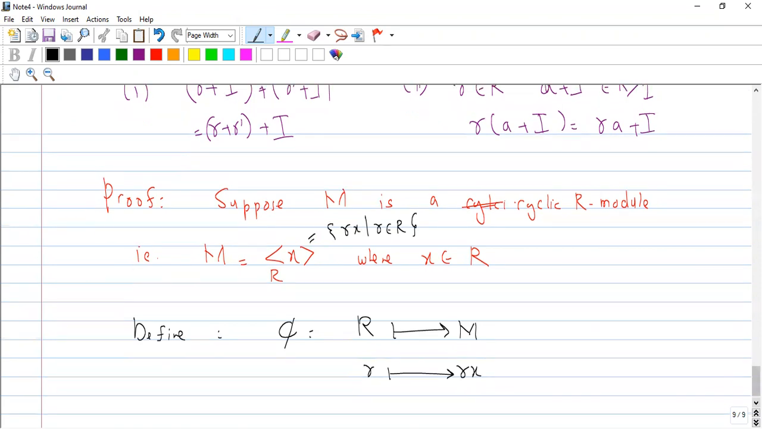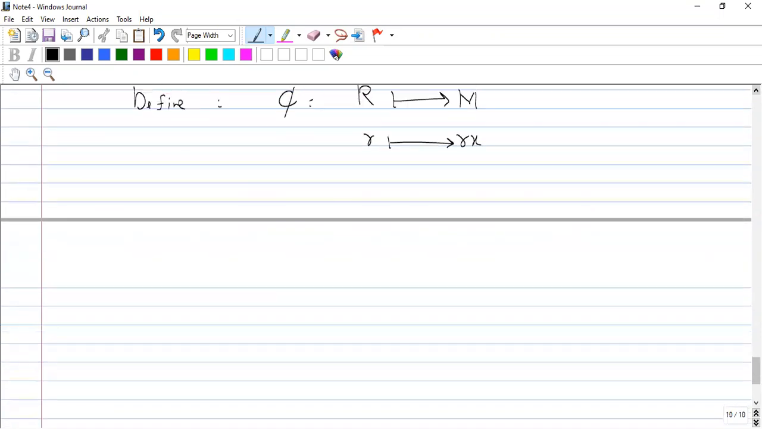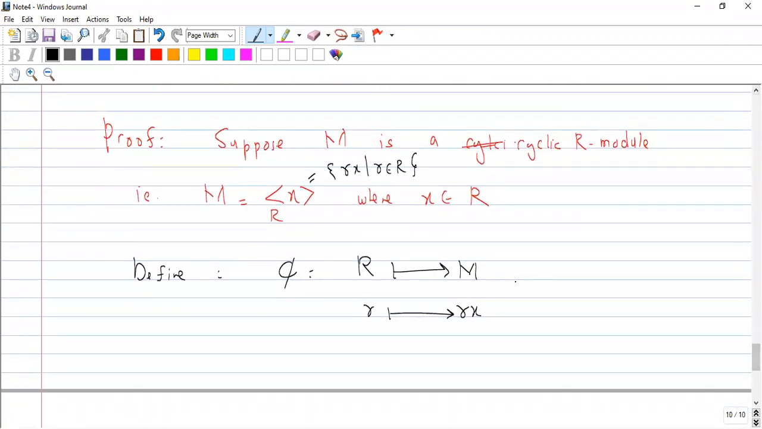So one can see that this map is a surjective homomorphism. Why is it a surjective homomorphism? Because every element of M is in this form. So whenever you take an element rx, it has a pre-image. So every element has a pre-image, because every element is a multiple of a generator. If you take a typical element, it is always in the form of rx. So what will be the pre-image of rx? Just r. So every element has a pre-image, and you can check easily that this is an R module homomorphism, that it satisfies the R module property.